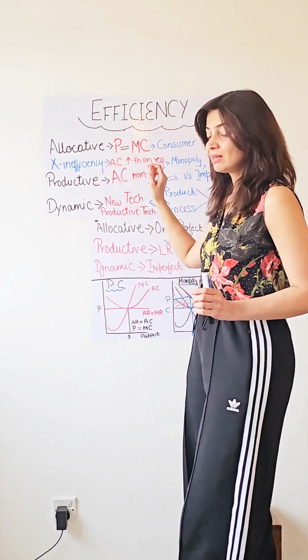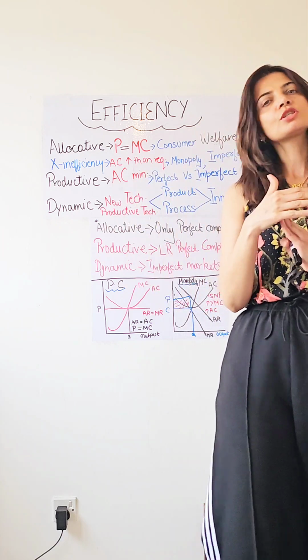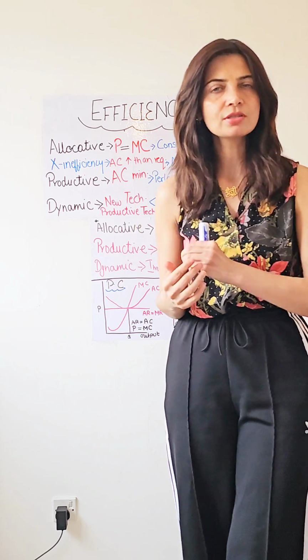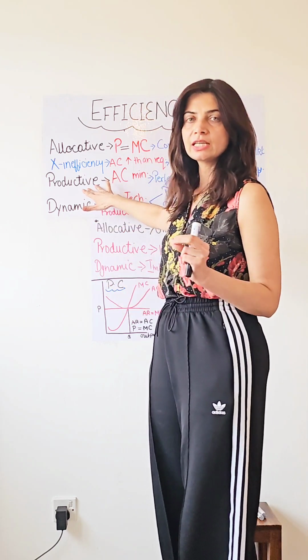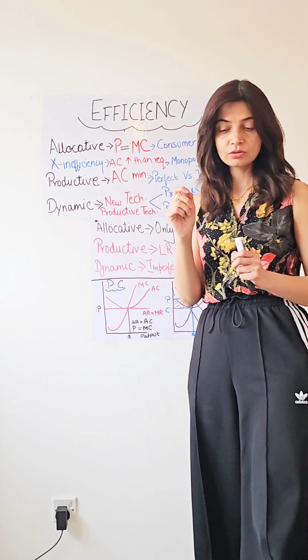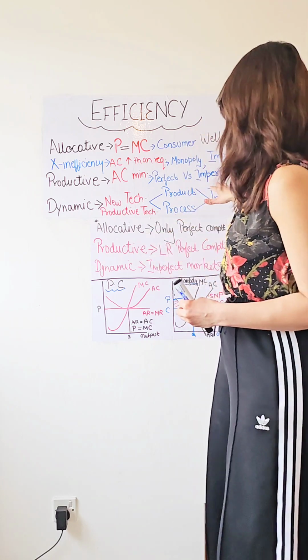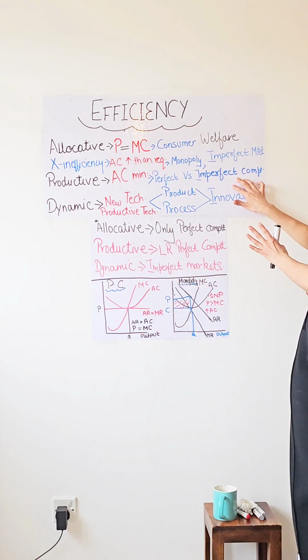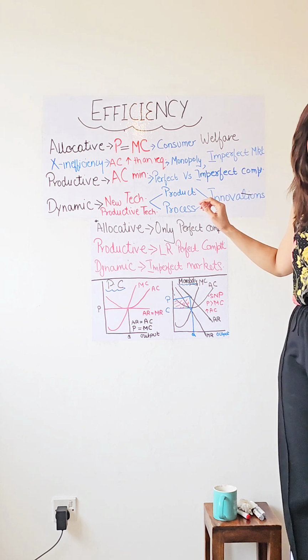Productive efficiency is a point at the minimum of average cost. That means when a business is producing at the minimum of the average cost curve, we call that market structure productively efficient. And this is such an important point. This is such a strong point that you can use in your evaluation and talk about the difference between perfect versus imperfect competition.